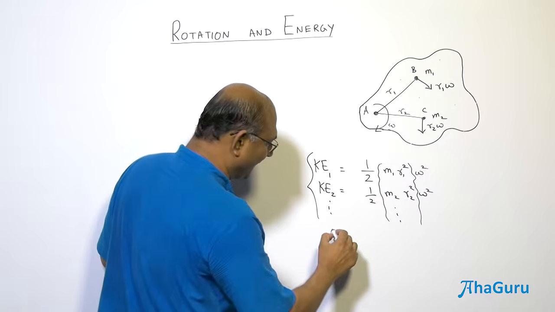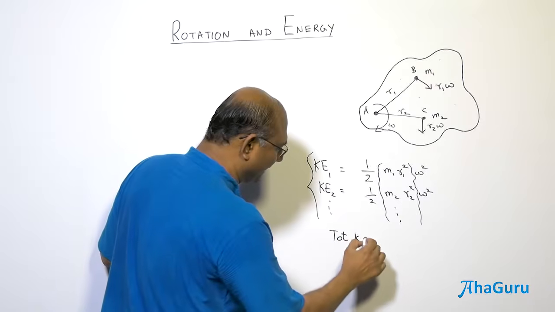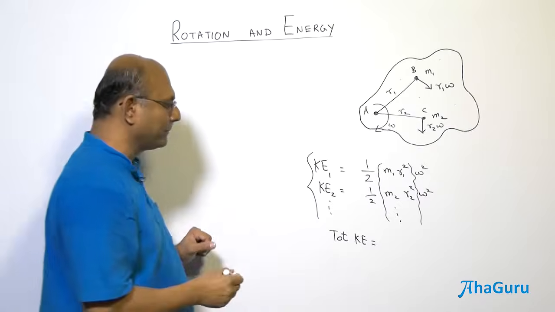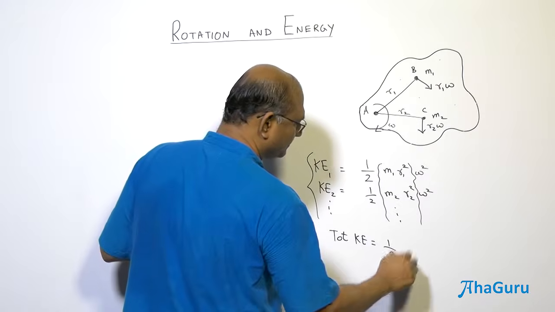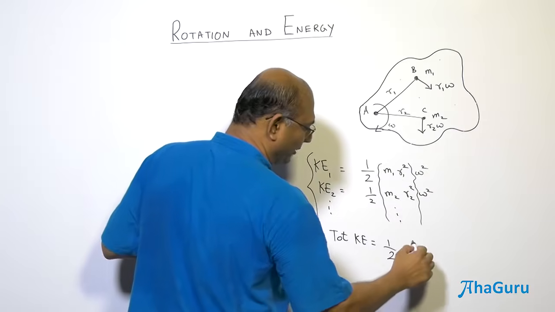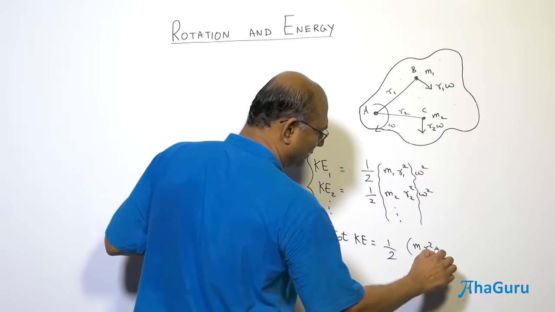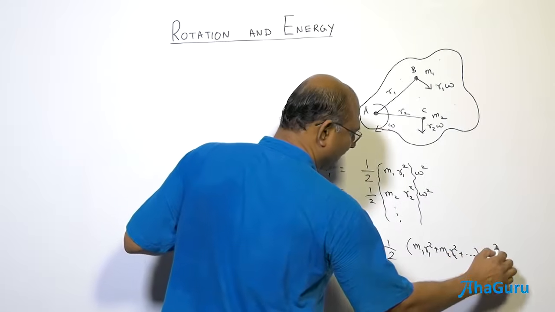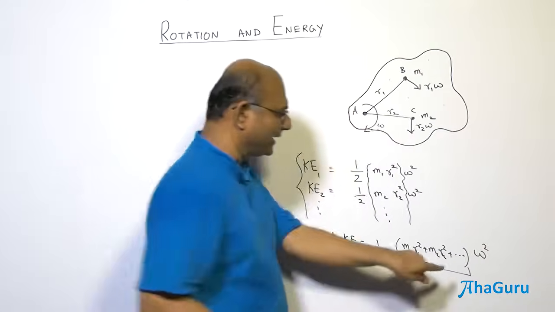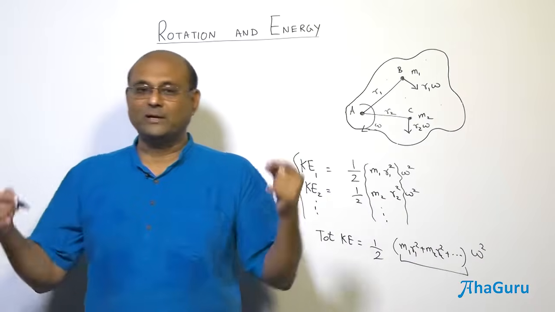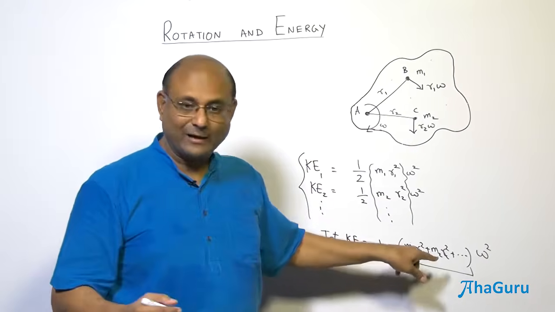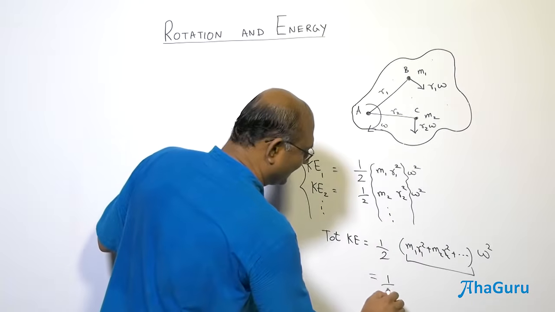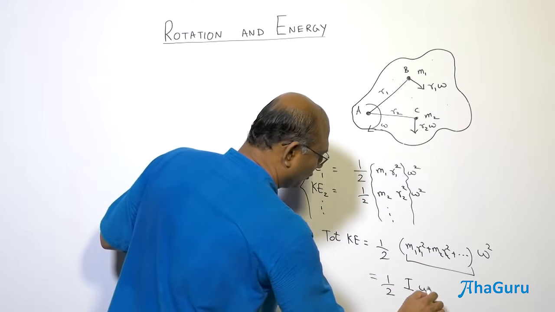So this is the total kinetic energy of the entire object, every particle's kinetic energy put together, and that is half the summation m1r1 square plus m2r2 square, etc., into omega square. And this thing that you are looking at here is what we have called moment of inertia. The reason we spend so much time calculating it is so that we can calculate kinetic energy easily. So the total kinetic energy is nothing but half I omega square.